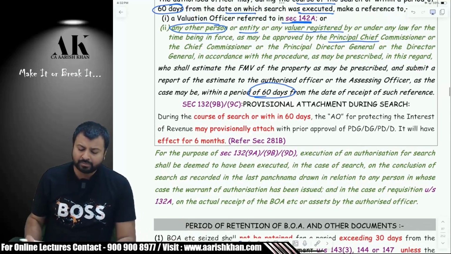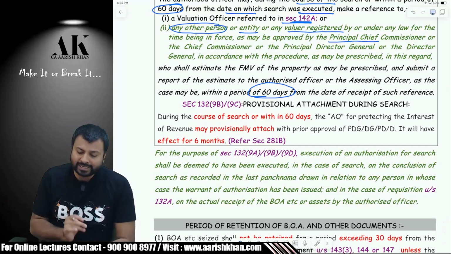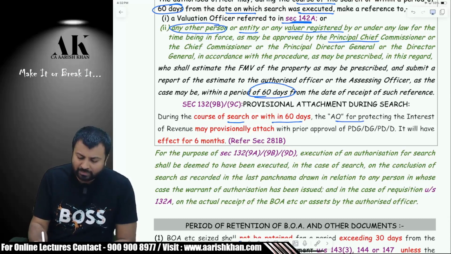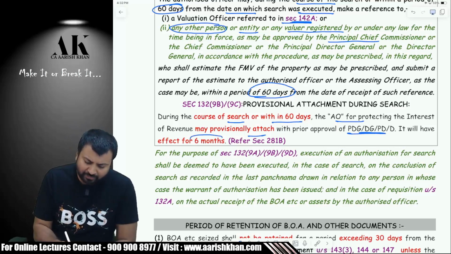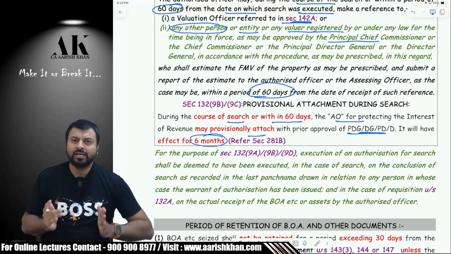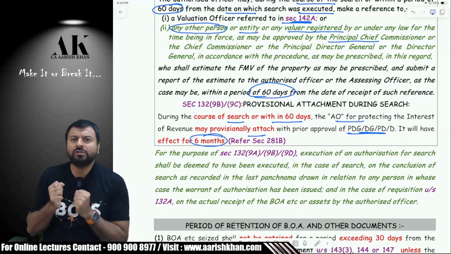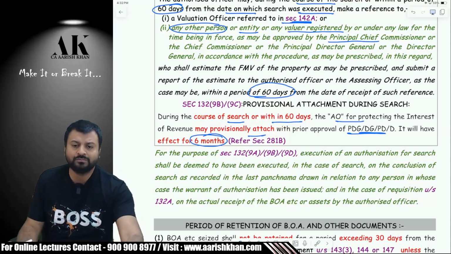Okay. Next, provisional attachment. Here also it is there. Yes, if the department wants to provisionally attach your property after search, so during the search or within 60 days, the AO may provisionally attach your property after prior approval from Principal Director General, Principal Director, Director General and Director, and it will have an effect for how many months? It will have an effect for 6 months. So during search and seizure also, if the department wants to protect the revenue, they may attach some of your properties. Okay, I hope it is clear to all of you.